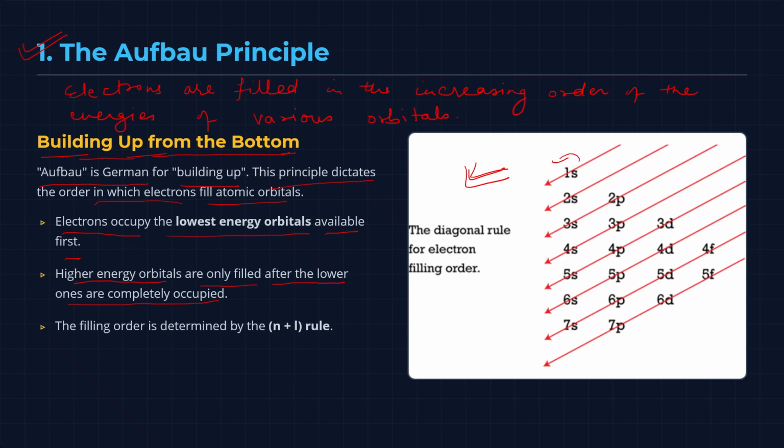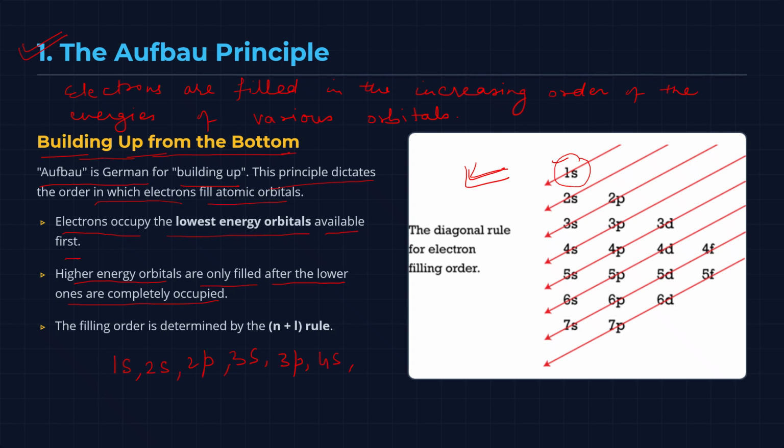So first of all, the least energy orbital is first S. So we will write 1s orbital. This is least in energy. Then after that, we will write 2s. After 2s, there will be 2p orbital. After 2p, there will be 3s orbital. Then after 3s, there will be 3p orbital. Then 4s orbital.